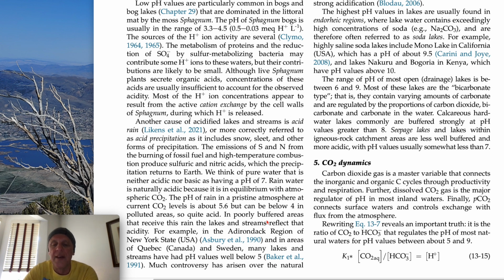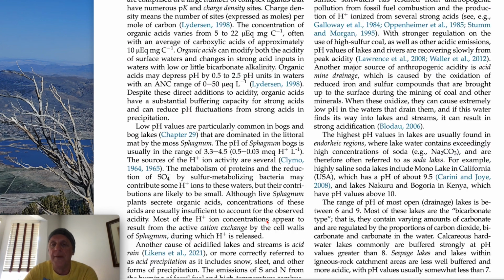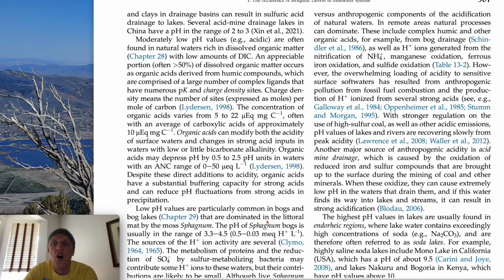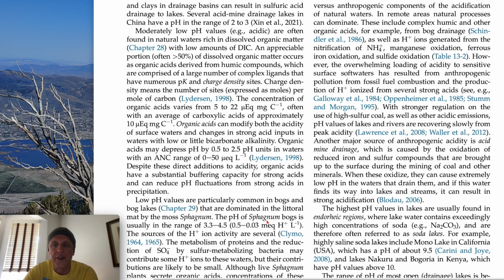For example, in the Adirondack region of New York State, and in areas of Quebec, Canada, and Sweden, many lakes and streams have had pH values well below 5. Much controversy has arisen over the natural versus the anthropogenic components of the acidification of natural waters. In remote areas, natural processes can dominate.